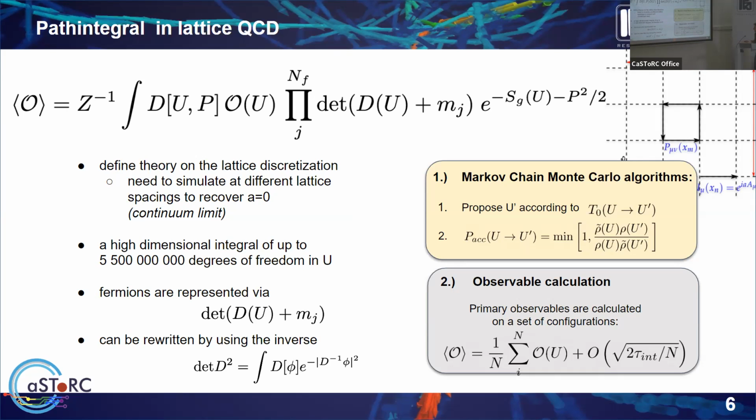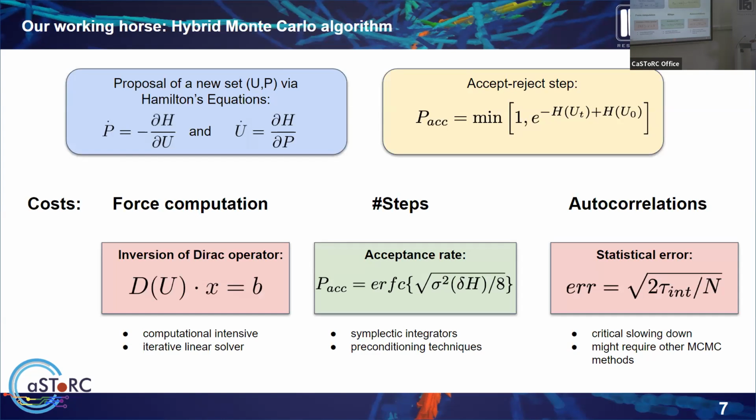So let me introduce the main algorithm which we are using to do this Markov chain Monte Carlo simulation, which is the hybrid Monte Carlo algorithm, and this is based on Hamilton's equations. The idea is we start from a configuration and we want to generate a new configuration, so we have to find a procedure to do this. A good way is to use Hamilton's equations to integrate the degrees of freedom through the phase space. This can be done with these equations.